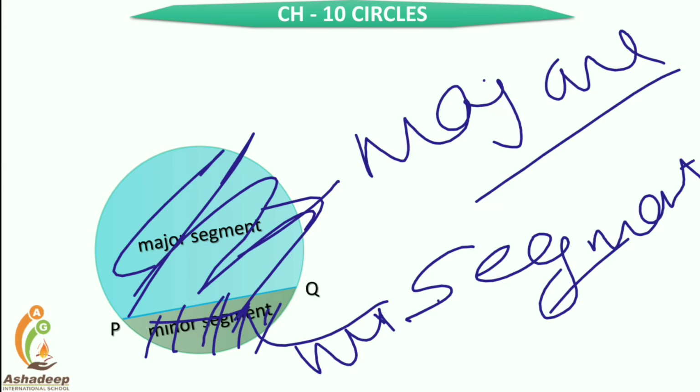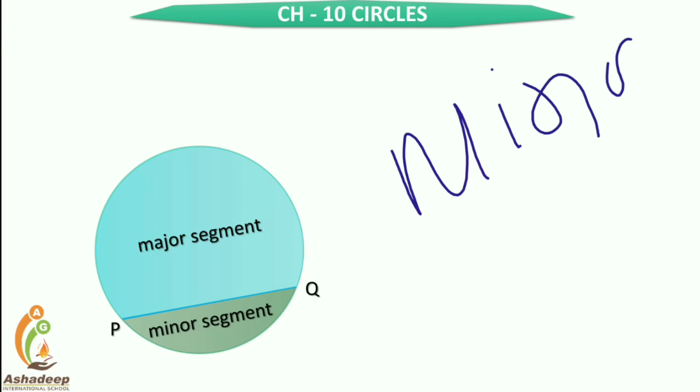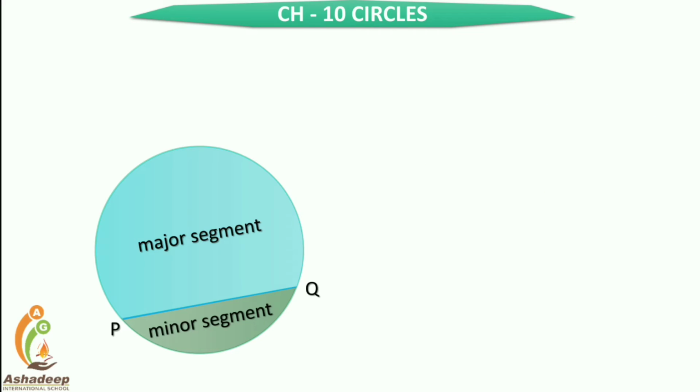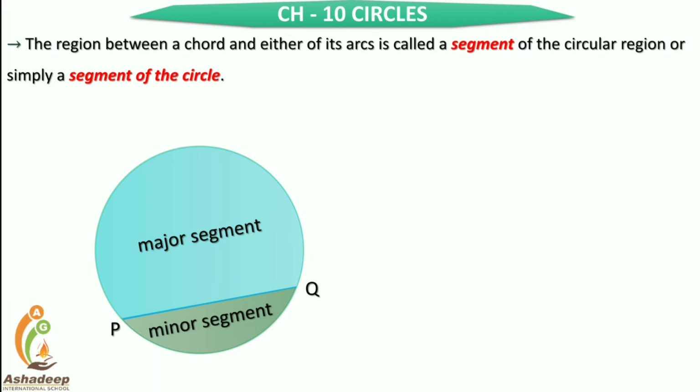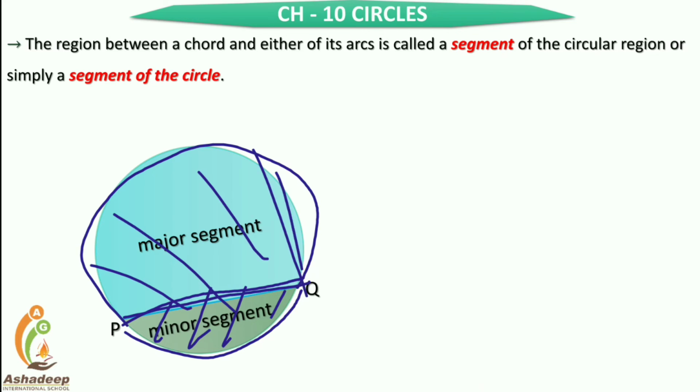But if nothing is mentioned, then we have to consider it a minor segment. See, this is the segment and the other is the sector, so all of these things will be used a lot in 10th, so pay attention. The region between the chord and either arc is called the segment. This is the minor arc and this is the chord, so the region it bounds is the minor segment. This is the chord and this is the other arc, so it is the major segment.